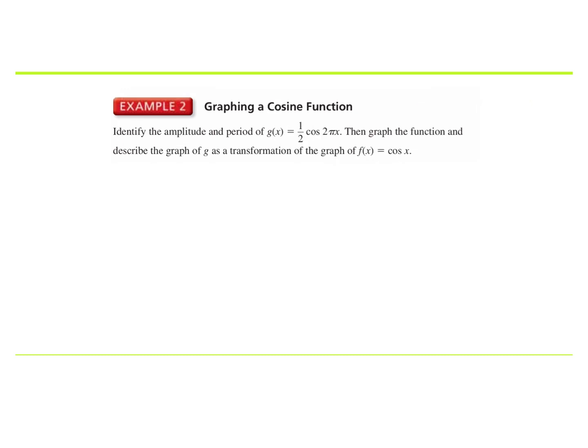So let's graph the cosine function. So identify the amplitude and period, and then graph the function and describe the graph of g as a transformation of the graph of f of x equals cosine x. So our amplitude is now a half. Our period is 2 pi over 2 pi, so our period is just 1.